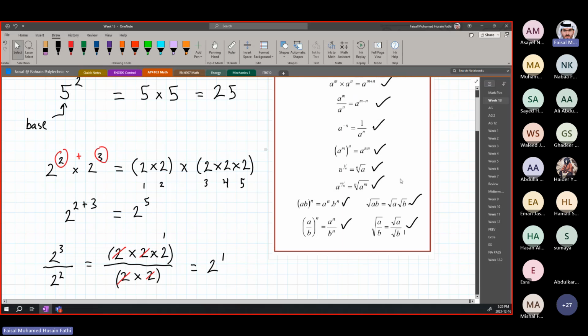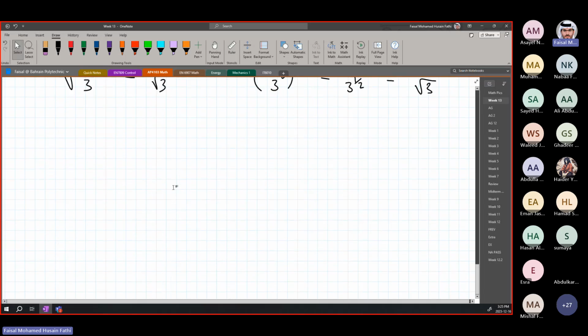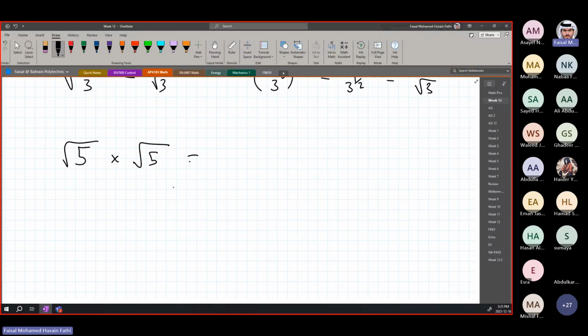Okay? Now, just a quick note, if we have something like the square root of 5 times the square root of 5, you should already know that this is straight up equal to 5. Okay? This is straight up equal to 5.